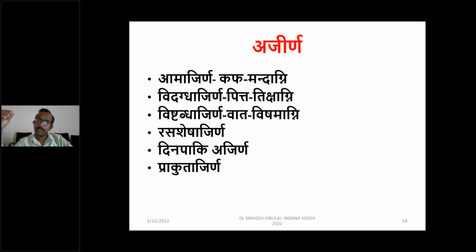Then we have very particular observations like Rasashesha Ajirna. Rasashesha Ajirna means there is still a remainder of the rasa, and the person has some nidanas that lead to Ajirna. Dinapaki Ajirna: the person will take 1 day for paka, that Ajirna is Dinapaki Ajirna. And Prakruta Ajirna: the person has taken the food, and until the completion of the digestion, it is the Ajirna. So that is the Prakruta Ajirna.